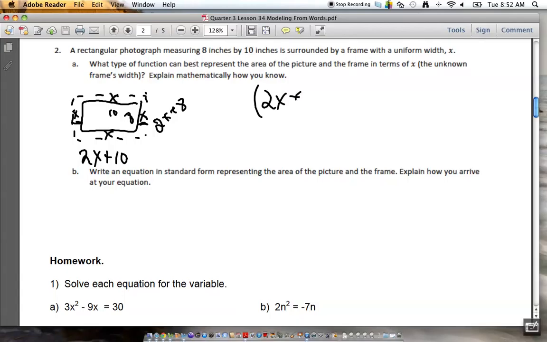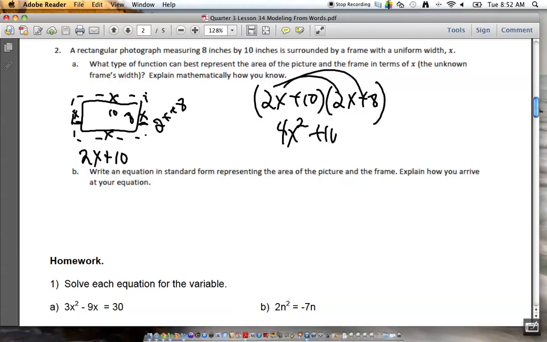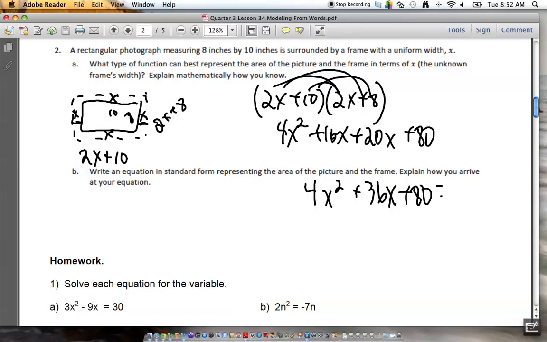Quadratic, right? Because I'm going to do 2x plus 10 times 2x plus 8 as part of solving the problem, and the very first term is going to be 4x squared. And as soon as you see that x squared there, what do you know we're dealing with? Quadratic, okay? All right, write an equation representing the area of the picture and the frame. So let's keep going. 4x squared plus 16x plus 20x plus 80. So I get 4x squared plus 36x plus 80 equals y or f of x or whatever you want to say. It equals y because this function tells you what the area is.